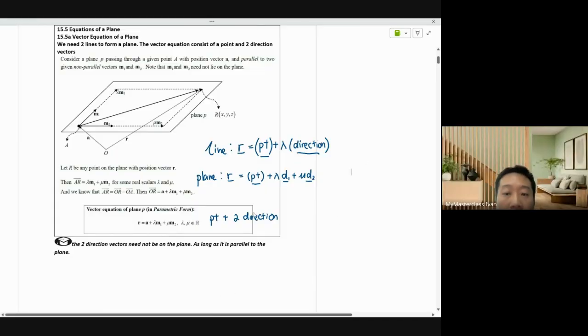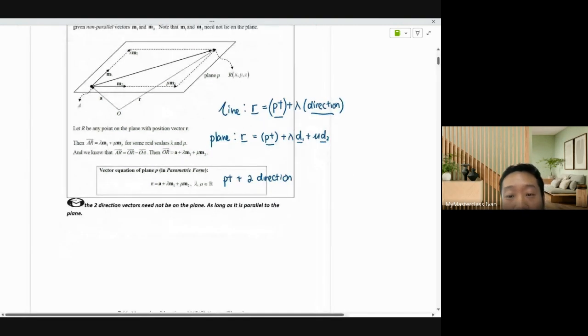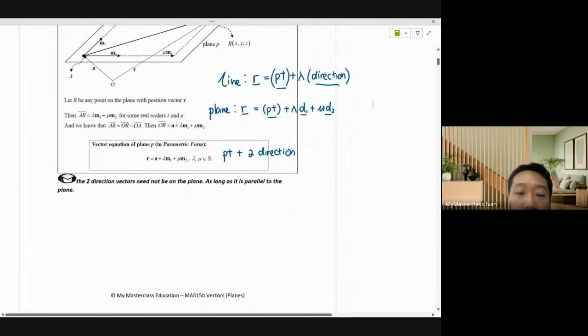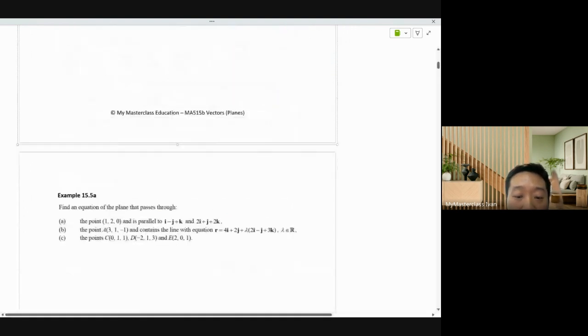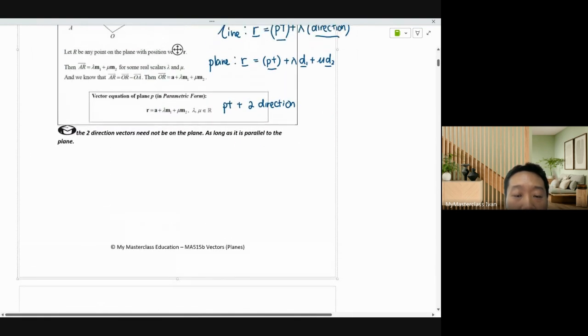Okay, so for a plane, you need a point plus two directions. One direction uses lambda, one direction uses mu. You can use s and t, it doesn't matter. The two directions need not be on the plane, as long as they are parallel to the plane. So you need a point and two directions.